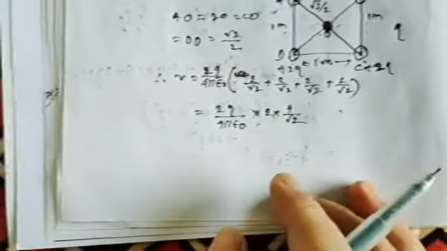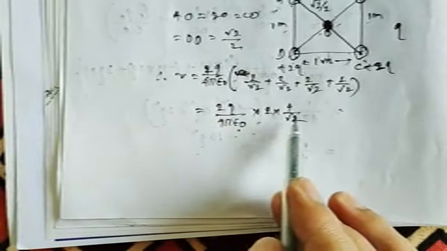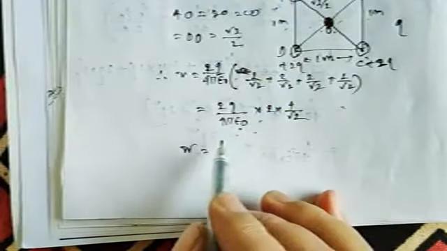And if you just put the value of q and 1 by 4 pi epsilon naught, then you can find the value of this V at the point O, and the work done or the energy required to put this q charge at this point O will be q into V. That's all.